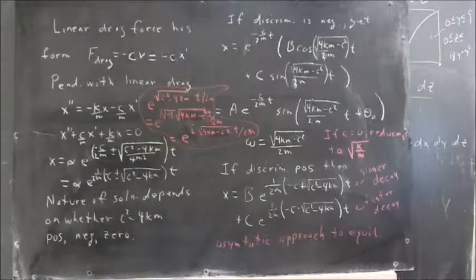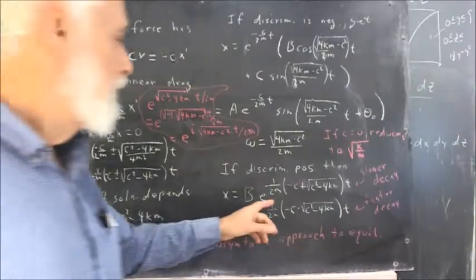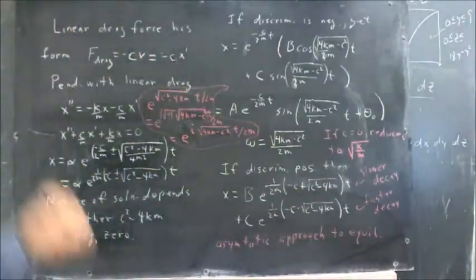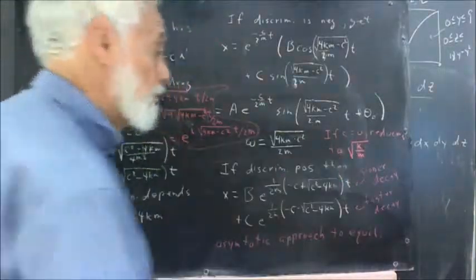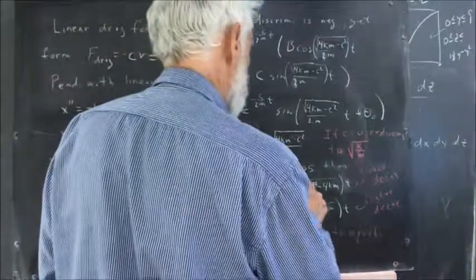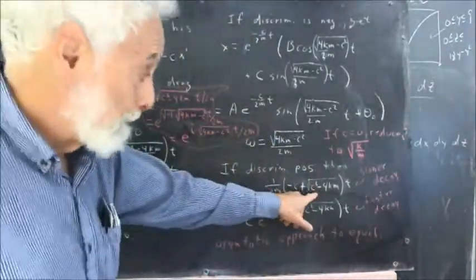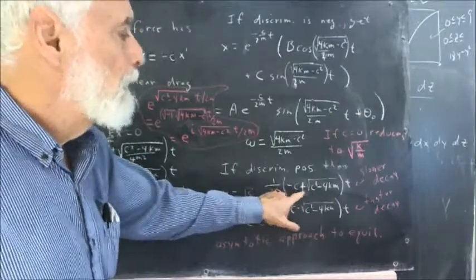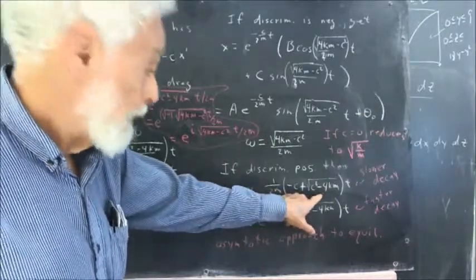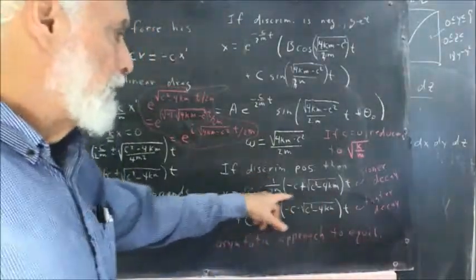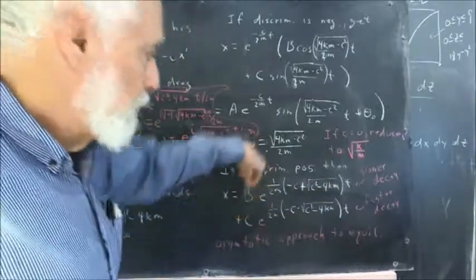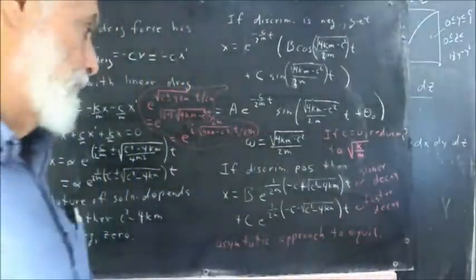Now, the interpretation of that is that you have exponential decay in both cases. The square root of c squared minus 4km is less than the square root of c squared, which means it's less than c. So you have negative c plus some term that's less than c. So this is still going to be negative. So we have an exponential decay here. We have an exponential with a negative coefficient of t.